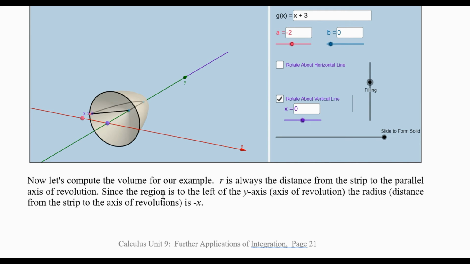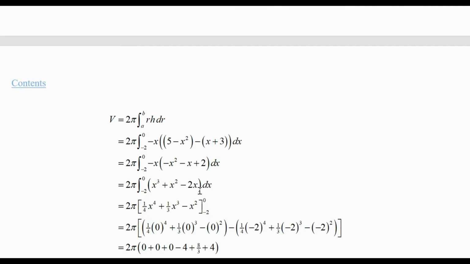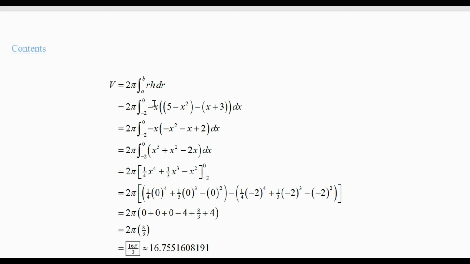R is always the distance from the strip to the parallel axis of the revolution. Since we're, like I said, on the negative side of the y-axis, negative values for x, the R is the opposite of x to make it a positive radius. So the radius is negative x. The height of our strip is top curve minus bottom curve, which is this formula. Multiply by the negative x and we get this. The 2 pi is there. So you got 2 pi r h dr.